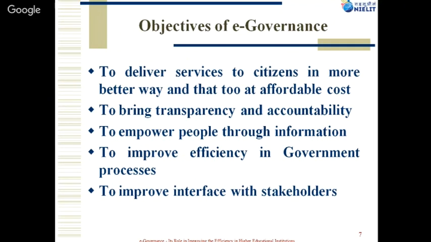And now come to the brief objectives: to deliver services to citizens in a better way, that too at affordable cost. Now the cost may be a little bit high, but in the time to come, this cost will be optimal and it will be reduced. Citizens are able to get the services better. To bring transparency and accountability, to empower people through information, people must be aware, people must get the information when they need it. To improve efficiency in government processes and to improve interface with the stakeholders. Interaction of the stakeholders has become important.